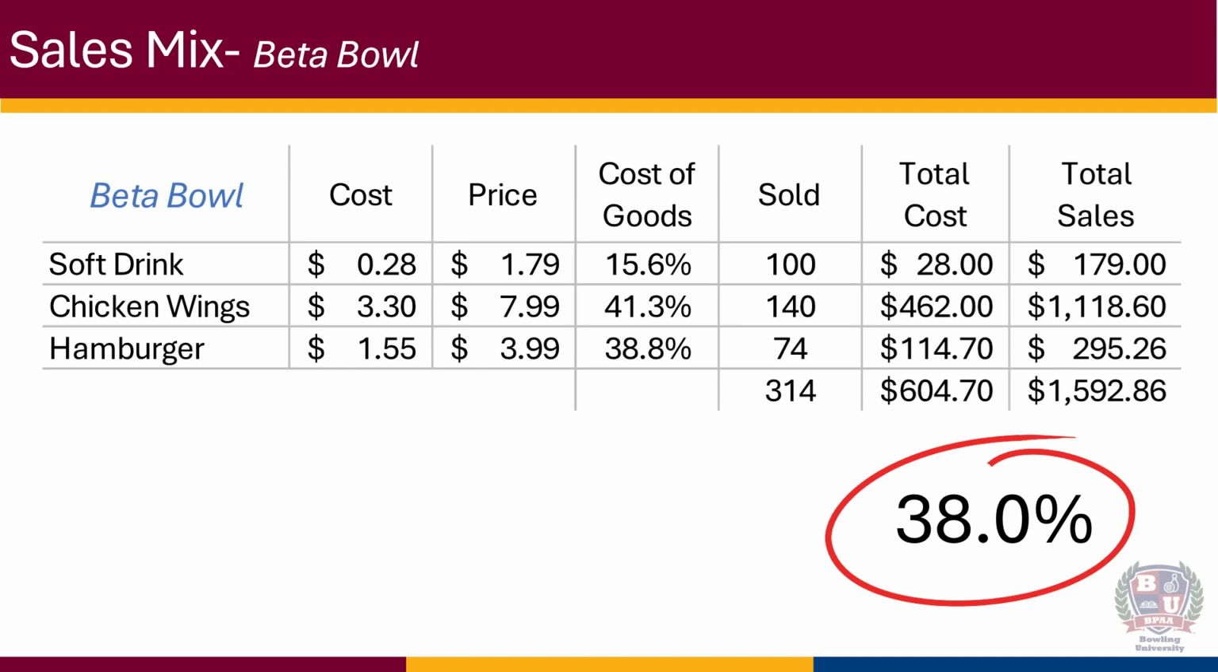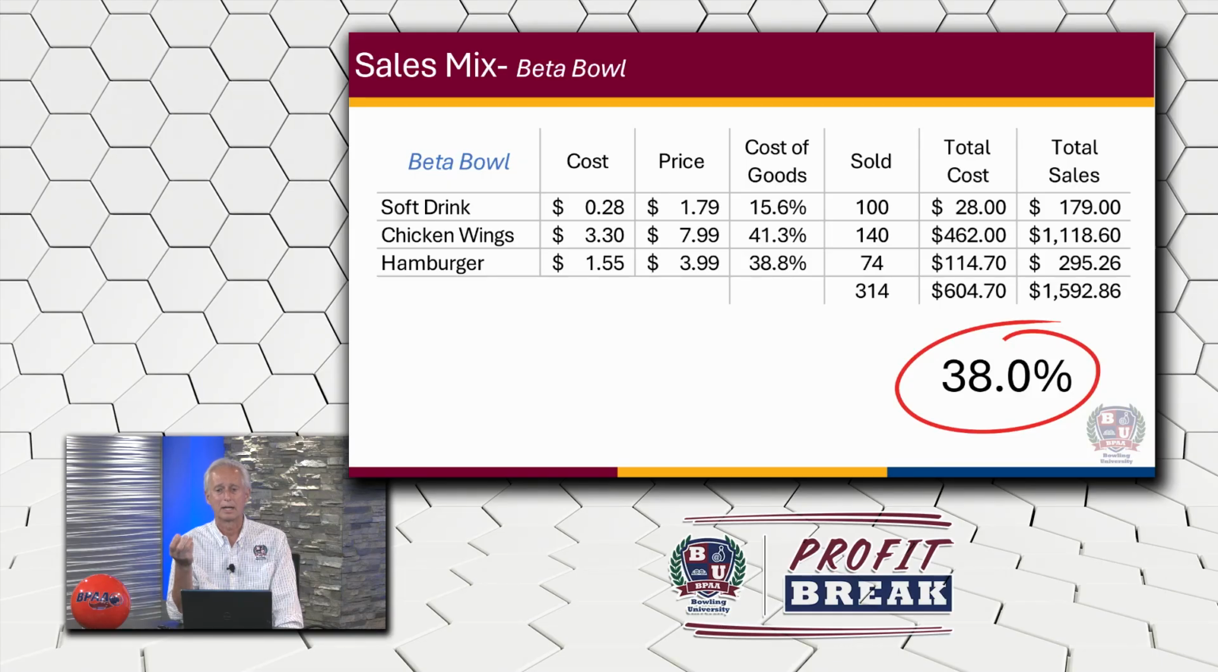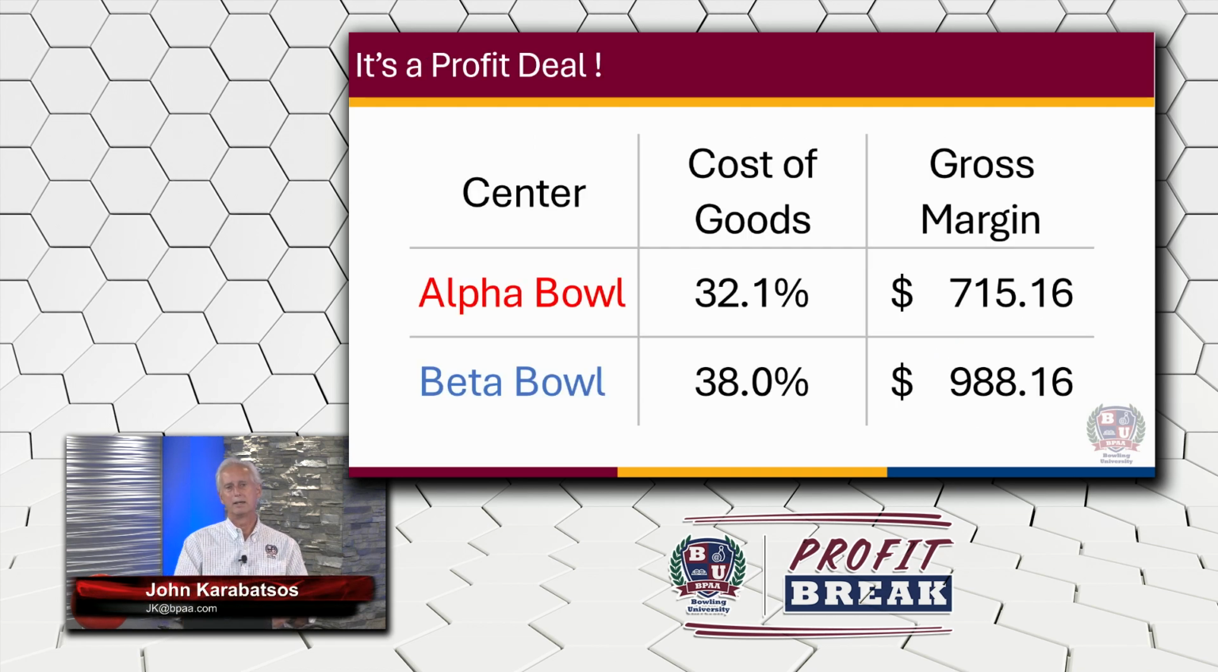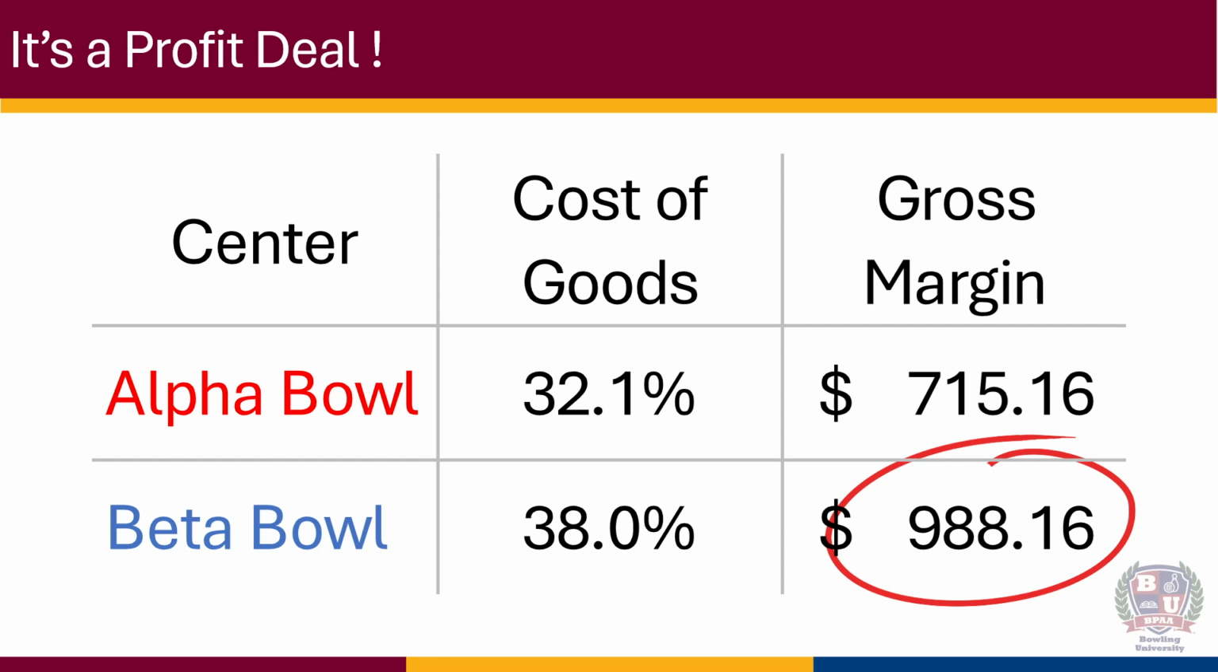You can see we had $28 in cost for soft drinks, $179 in sales. Do all 3, add them up: $600 in total cost versus $1,592 in sales. 38%. It's a lot higher than 32%. Okay, but you don't stop there because there's more to the story, and then you want to look at the gross margin. This is where combining your cost and your profitability with that sales report makes a big difference.